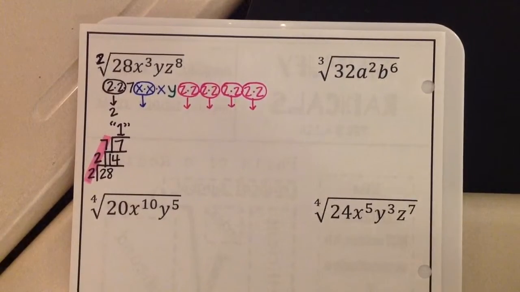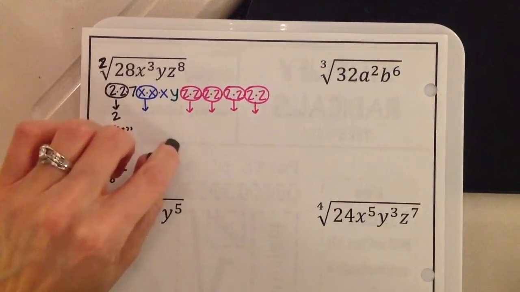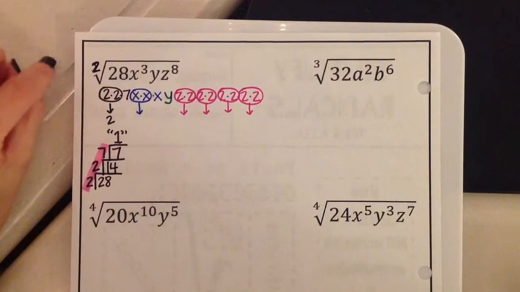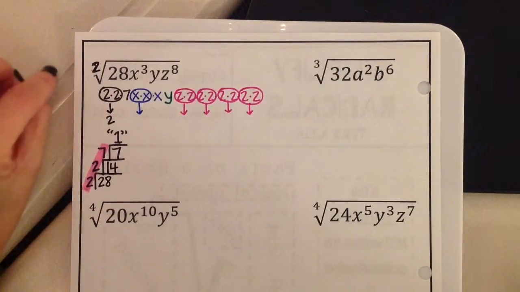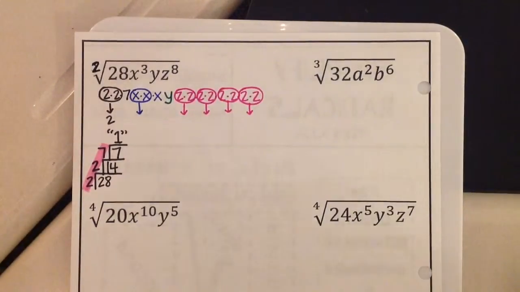Okay. So now after we make our groups, now it's really easy. Now we are actually going to take these groups and we're going to move these groups to the front before the square root symbol. And it's going to look like this.